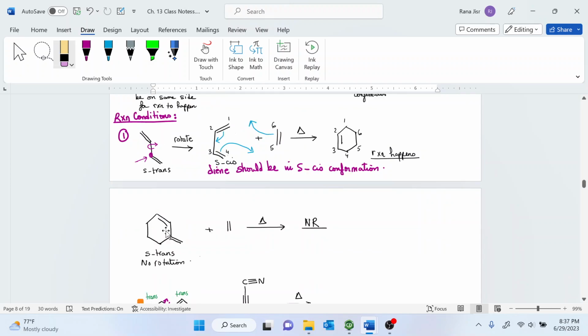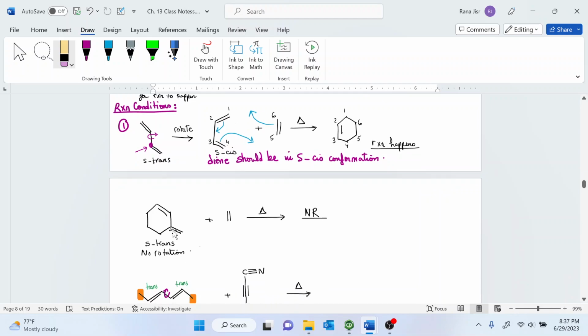On the other hand, if the double bonds, they are locked in an S-trans conformation, there is no way that you can do a rotation in this case without breaking the sigma bond of the cycle. Then there will be no reaction because there will be no overlap between this carbon over here and this carbon over there. So this is why there will be no reaction.